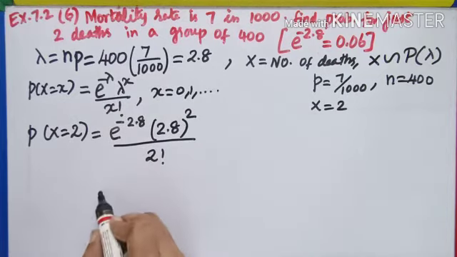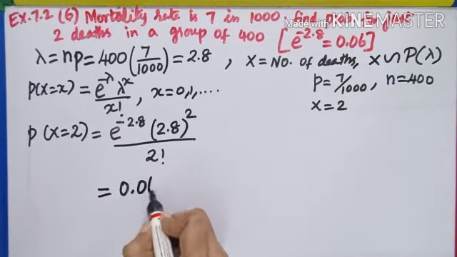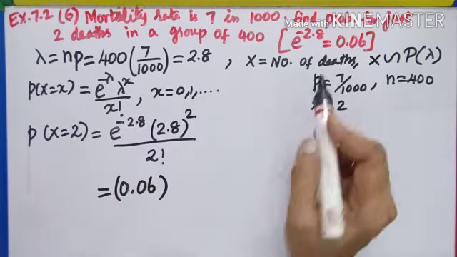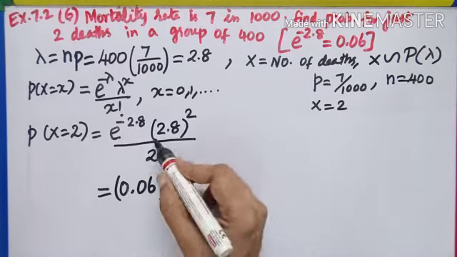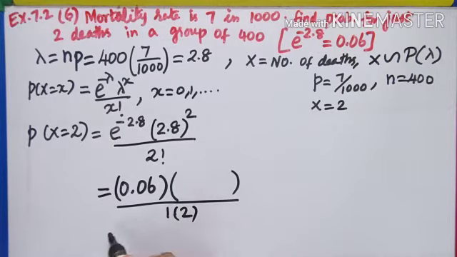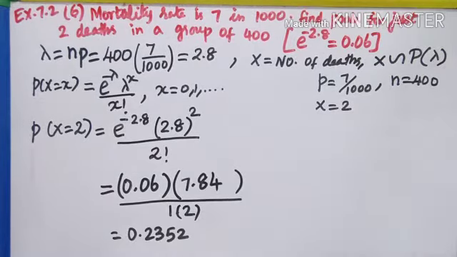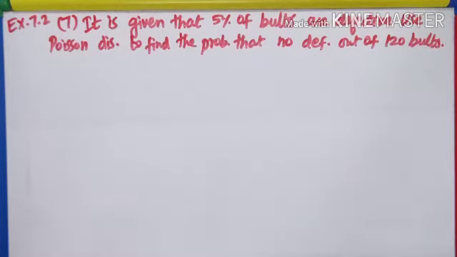x is 2. e power minus 2.8 is given in the question itself, 0.06. Even if not, you must be able to refer to the table given in the last page of your book. 2.8 the whole square, use calculator, divide by 2 factorial, meaning 1 into 2. Simplify and write out the answer. So the answer is 0.2352. Probability for just 2 deaths equals 0.2352.